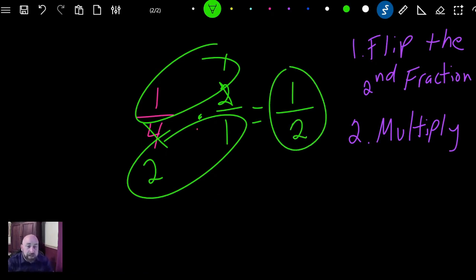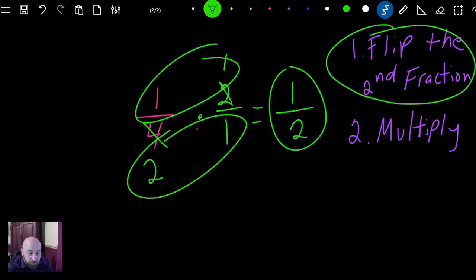Okay, so multiplication, a little bit easier than addition and subtraction. Division is the same thing as multiplication except for step 1. We flip the second fraction. Okay, flip the second fraction. And you're going to see how that works the longer we go into it.